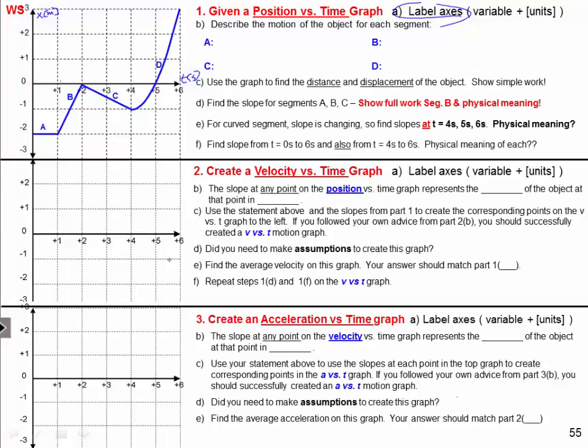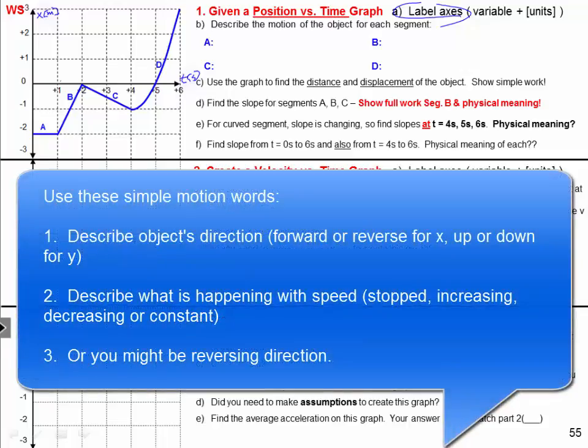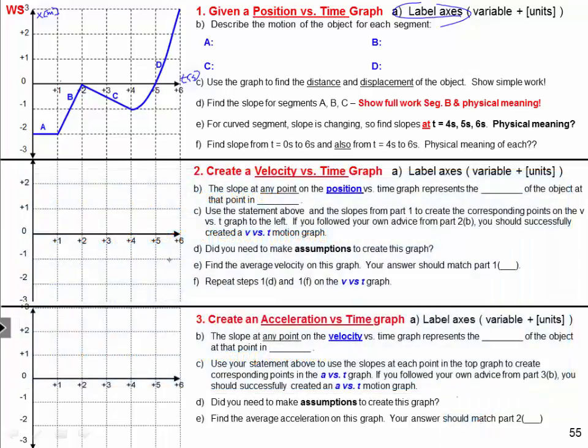And the first thing we're going to do is describe the motion of the object for each segment. Remember, there's a certain set of motion words which are very easy to use to describe motion. If you keep it simple with the words, then you can easily describe motion very accurately. Just stay away from the word acceleration. That's my warning. All right.